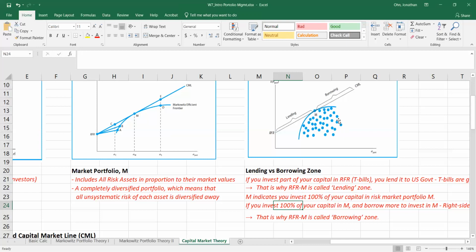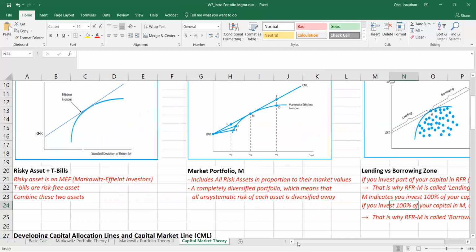Do you remember in chapter 3, we did margin trading, right? You invest 100% of your money, and then you borrow some money from your broker, and then invest the whole thing, 150%, in the stock. Margin trading is a similar concept, right? Similar concept. So that's why it's called borrowing and lending. Lending, you lend some of your money to the government by investing in treasury bills.